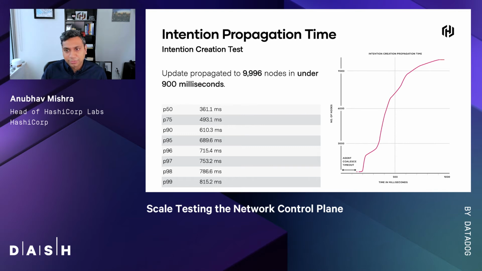This is the intention propagation time graph, where the time is again in milliseconds on the x-axis. The y-axis shows the number of nodes this time. This was measured at the Consul agent level. What you'll notice here is there are 9996 nodes and 4 nodes are missing. Those 4 nodes may or may not be running any workload, or maybe running workload that wasn't relevant to this change. Again, you can see the latency distribution here.